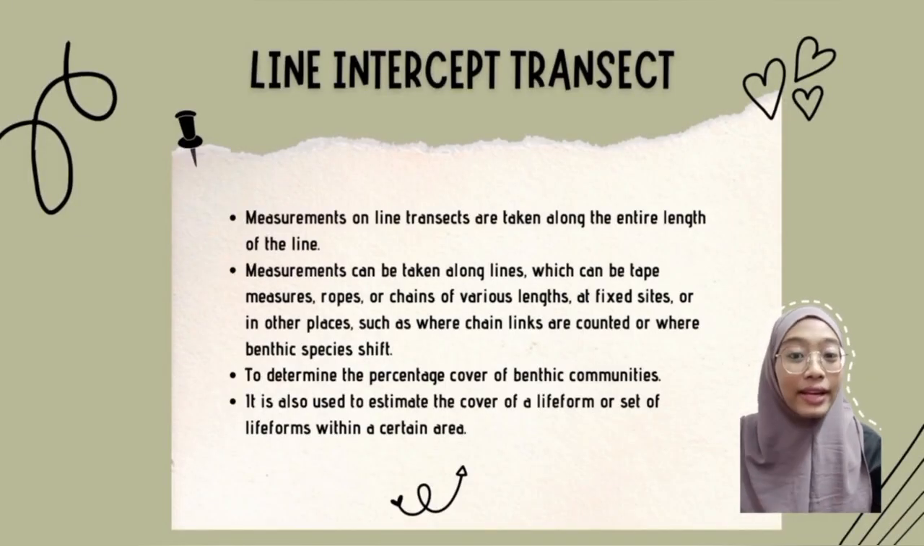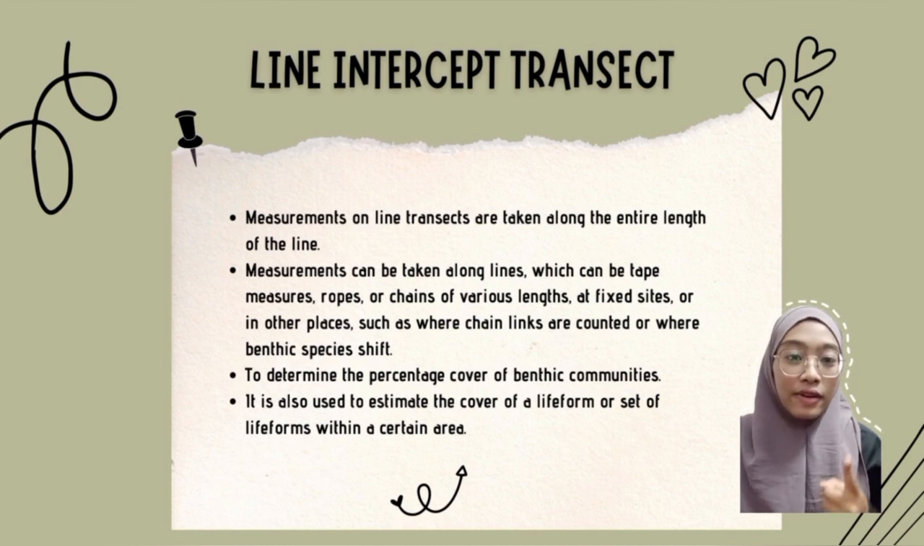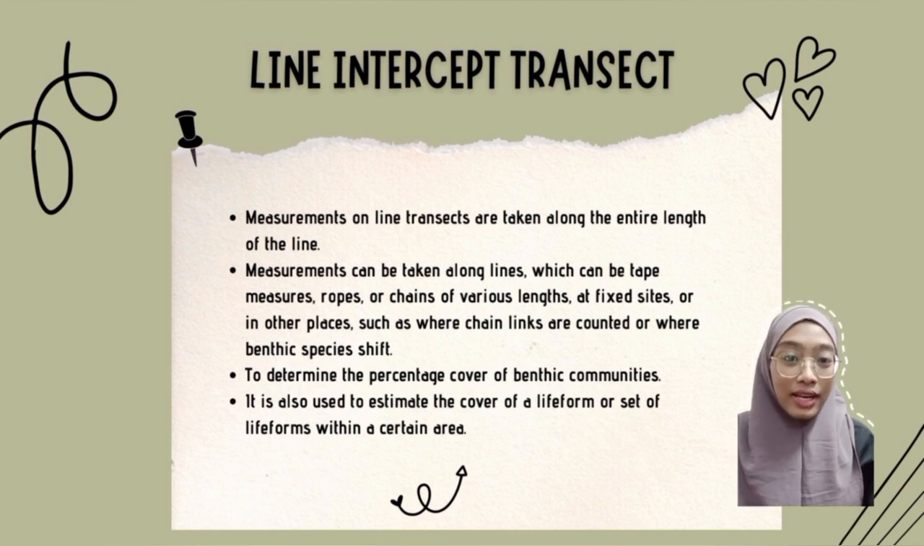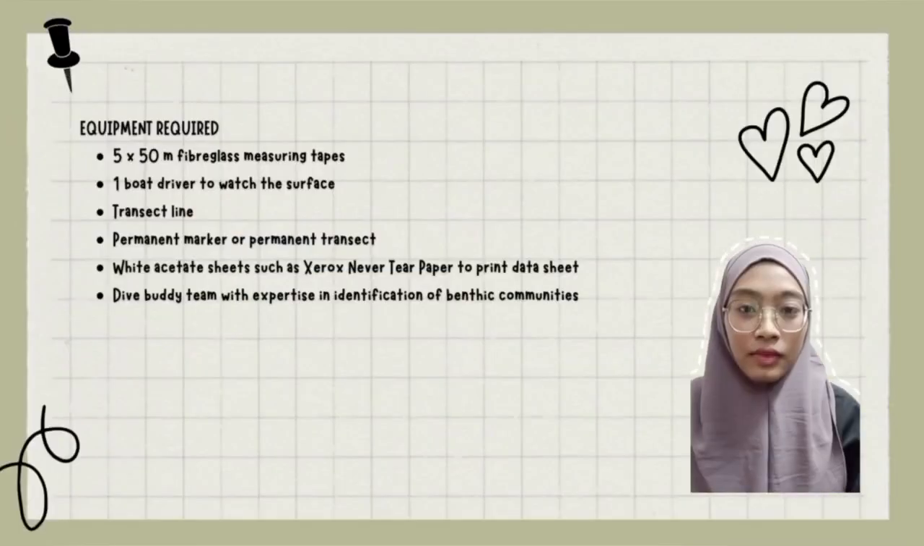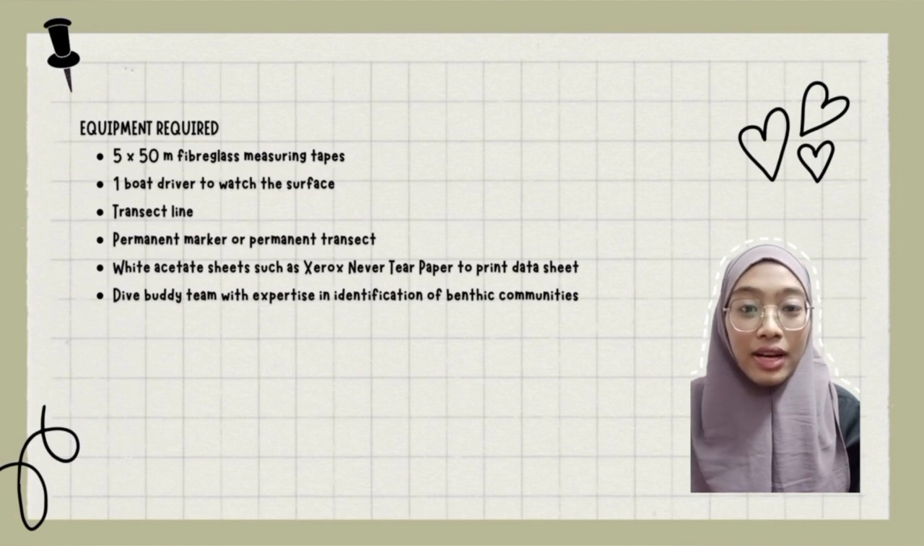I'm going to talk about line intercept transect and point intercept transect. First, let's look at the line intercept transects or LIT. LIT measurements on the line transect are taken along the entire length of the line. LIT can determine the percentage cover of benthic communities and is used to estimate the cover of a life form within a certain area. Equipment required for LIT are fiberglass measuring tapes, transect lines, and permanent marker.